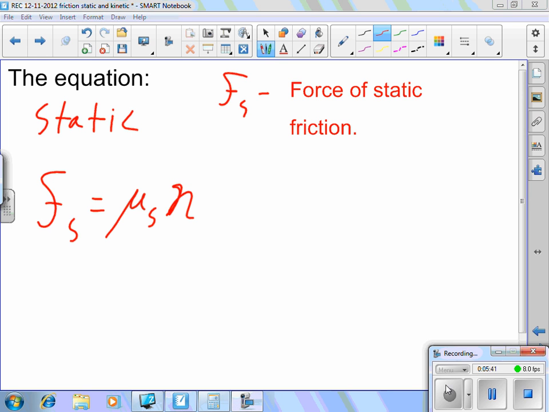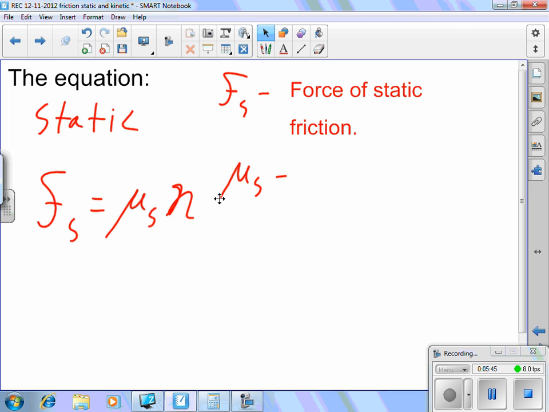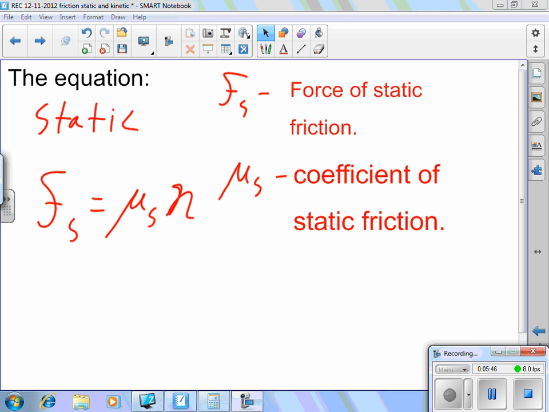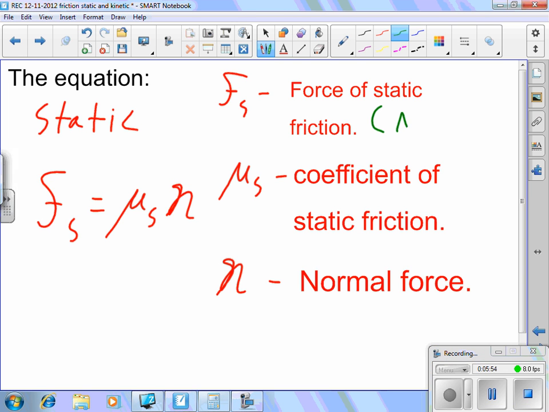And mu s stands for the coefficient of static friction, which we're going to get into shortly. I'll talk about what it is. N is for normal force. Some key ideas: force of friction is a force, which means it's measured in newtons. Coefficient has no units. And the normal force is a force measured in newtons.